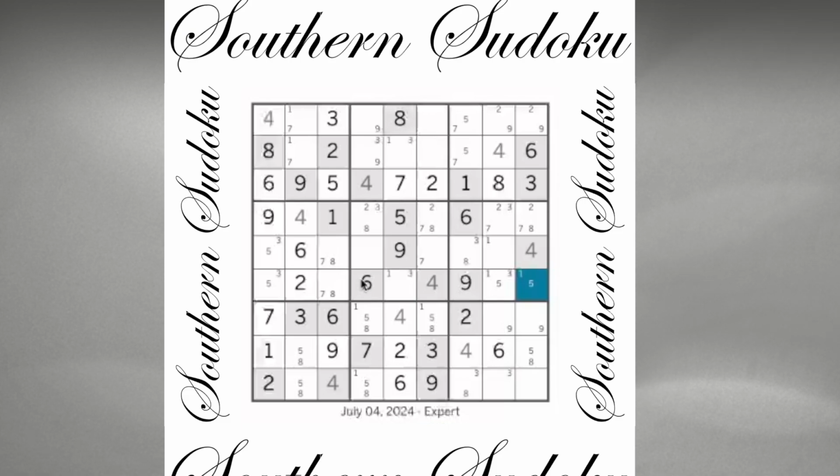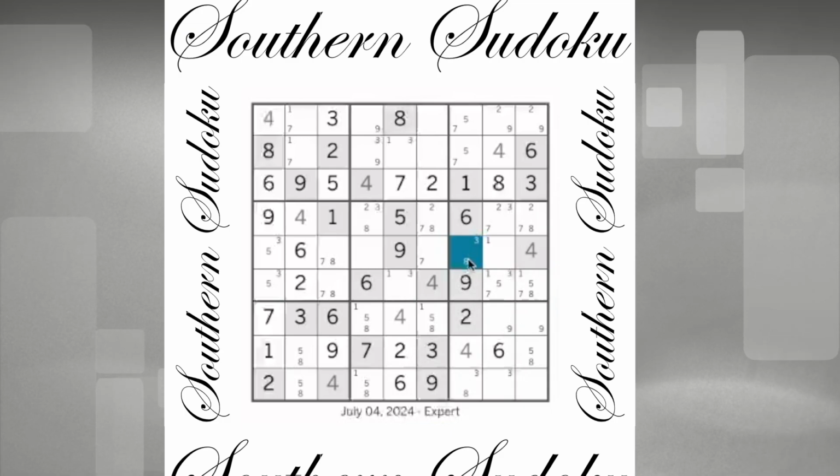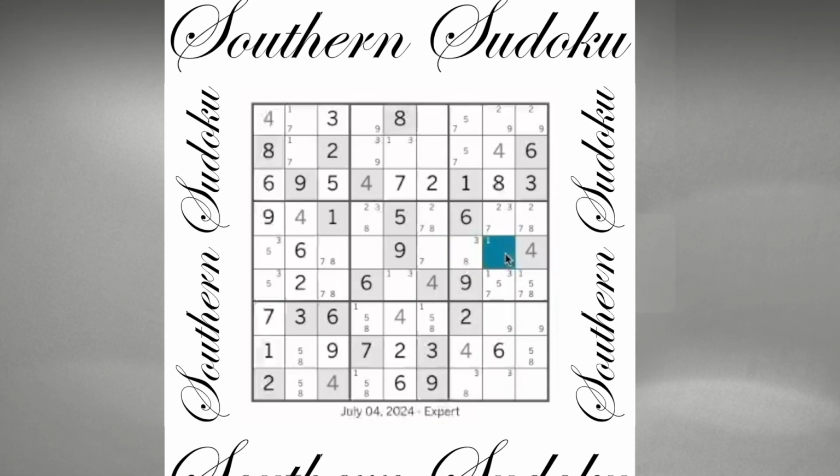We need a 7 that can be there, or either of these two. The 8 could also be there. Didn't help a lot. That one has to be a 3 or an 8. I feel like this one can be most anything. That one can be a 2.